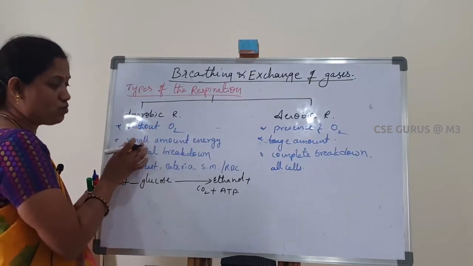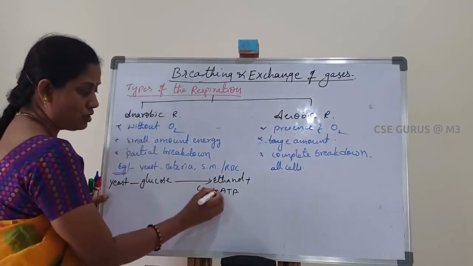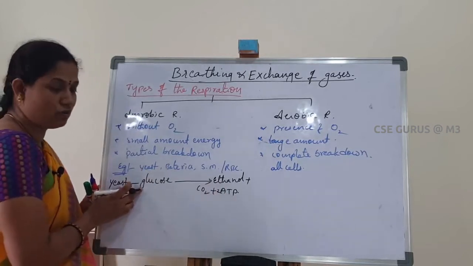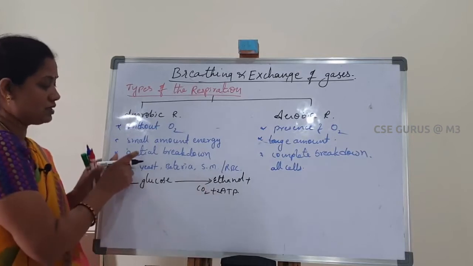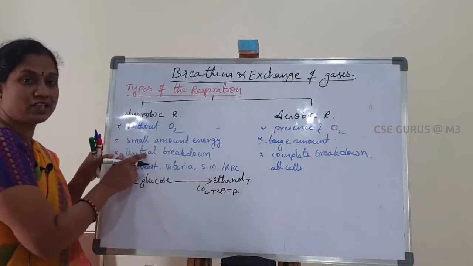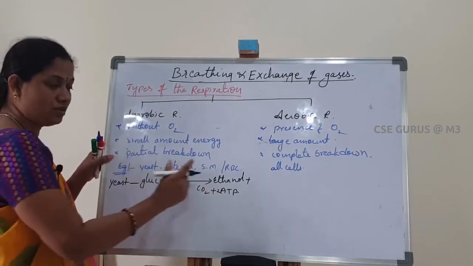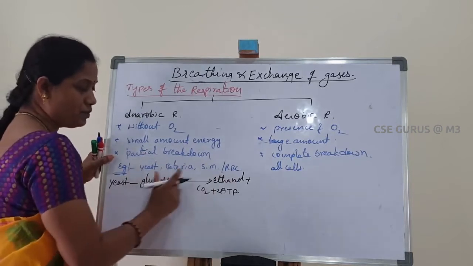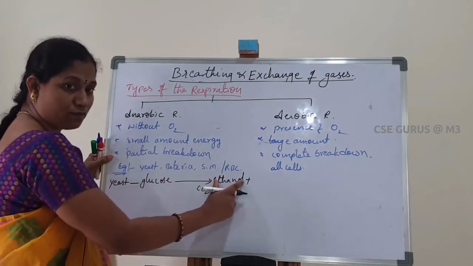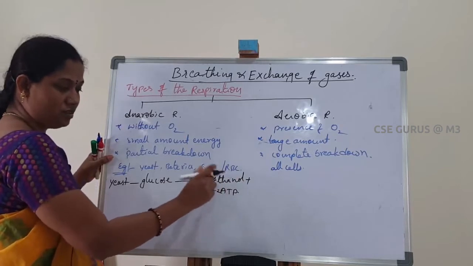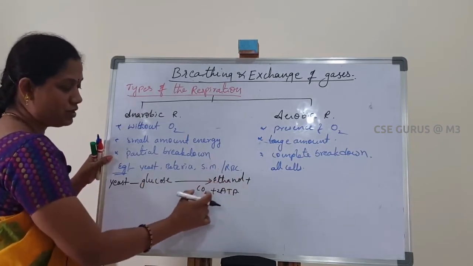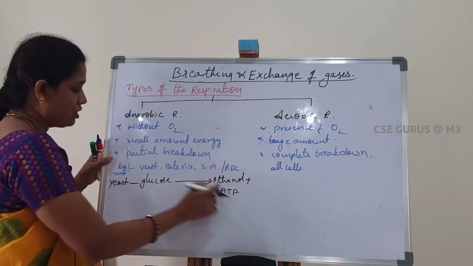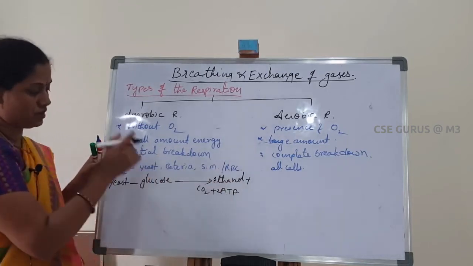Next, here only a small amount of energy is produced. One glucose molecule can produce only 2 molecules of ATP. Next, partial breakdown takes place. Here glucose is only partially broken down. Ethanol is produced, which means the breakdown is not completed. Ethanol, carbon dioxide and ATP are produced. So partial breakdown takes place.